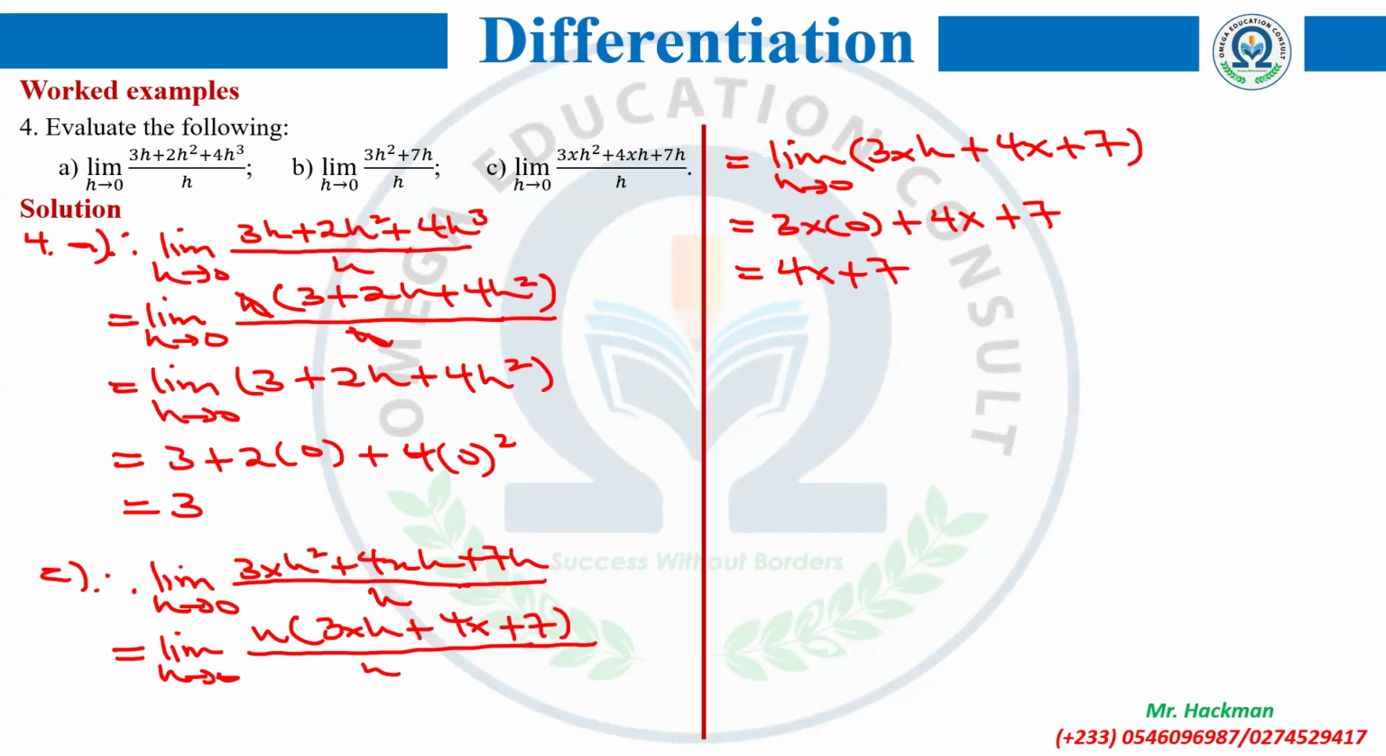So let's look at the B, mentally. What do you think the limit will be mentally? Please, it will be 7. Do you all agree? The h will come out, it will cancel. So the only term that will not contain h is the only term that will remain after you substitute the h, which will be 0. So that will be 7.